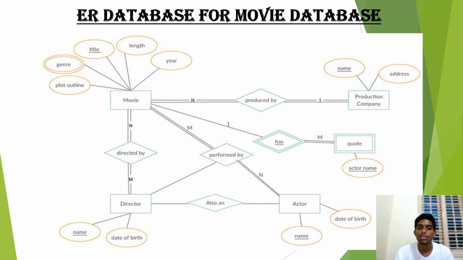And the relationship between movie and the production company is that the production company produces the movie. It is the relationship which we represent using the diamond symbol. And the movie is directed by the director. The relationship between director and movie is that director has directed the movie, and actor is also a director, or director is also an actor.